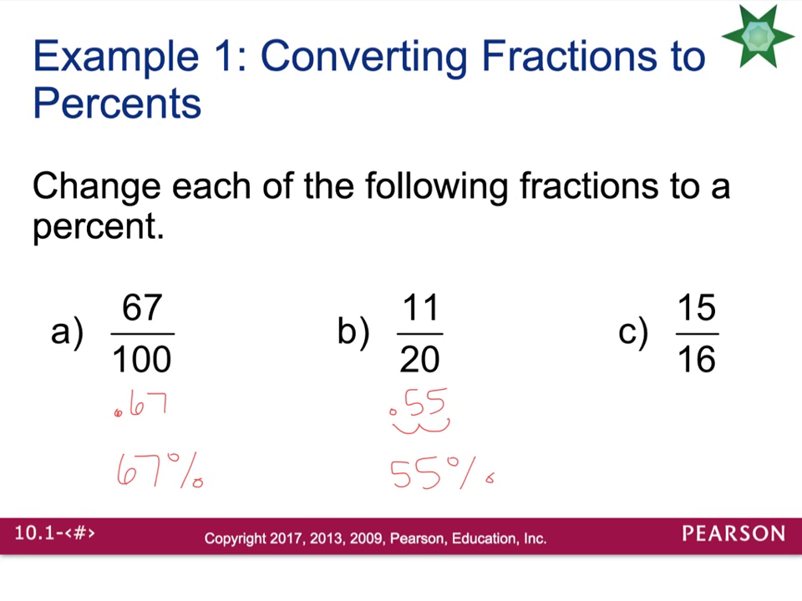If you're trying to turn 15 16ths into a percent, first take 15 divided by 16, which is 0.9375, and then multiply it by 100. This is 93.75%. Make sure that you do pay attention to the label of percent. If not, it could cause you to misunderstand the information they've given you.